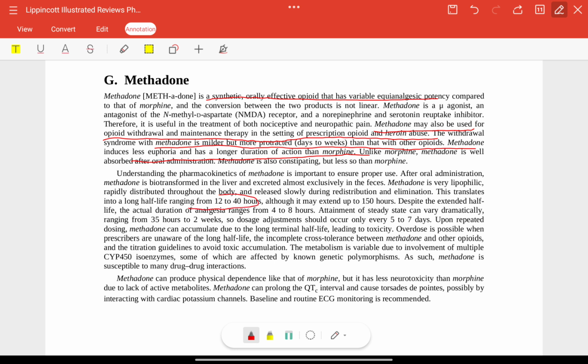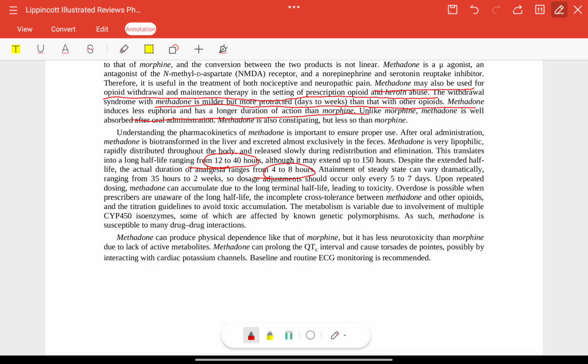Long half-life ranges from 12 to 40 hours. Despite this, the duration of analgesia is just 4 to 8 hours. It can produce dependence like that of morphine. It is neurotoxic, but less so than morphine, and it can prolong QT intervals.